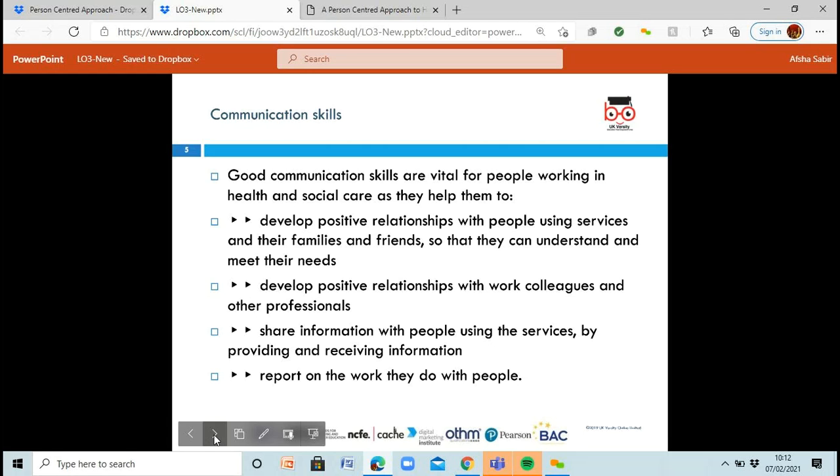So communication is key to developing relationships with your clients, with your service users, with your colleagues. It's really important that you use good communication skills when you're working in health and social care, so that you're understood and that you can understand others as well. Now, good communication skills will help you develop positive relationships with the service users and their families and their friends.